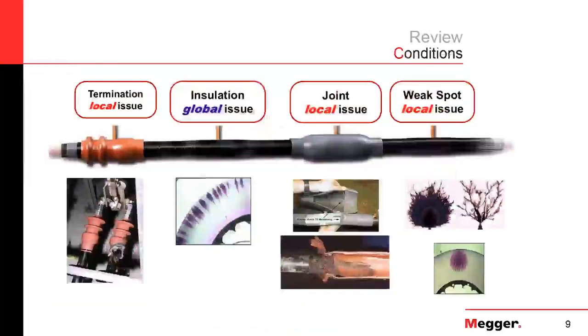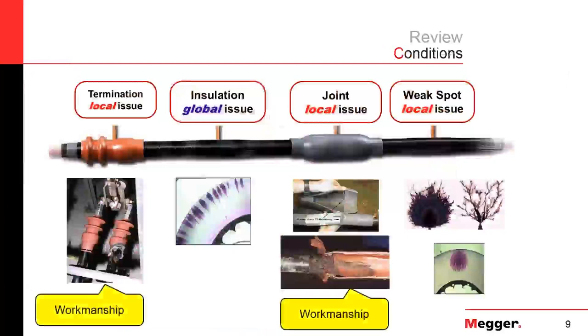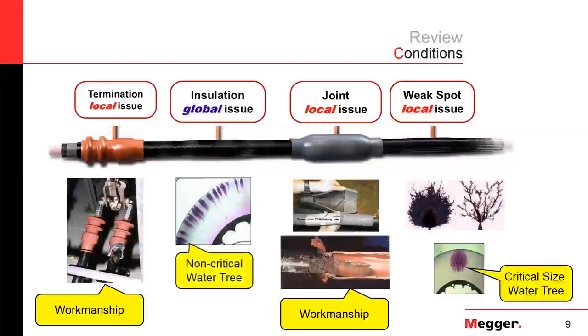So we have a couple of different examples here. We kind of break them up into local issues and global issues. Some of the local issues would be in splices and terminations here, typically workmanship problems, although sometimes it can be manufacturing defects as well. But basically those are single points that are an area of weakness. We can also have a local issue with a critically sized water tree, something that's at one particular point in the cable. And then we compare that to the global issues, these distributed water trees.